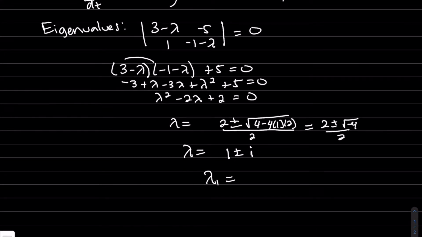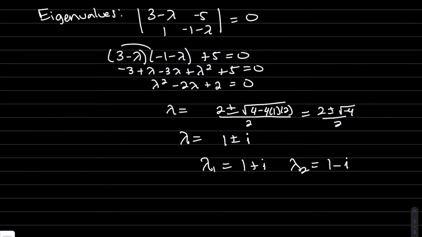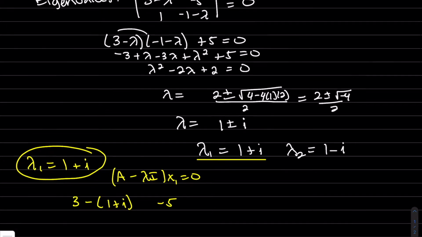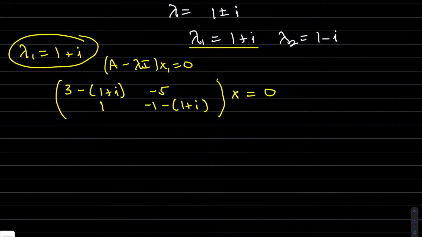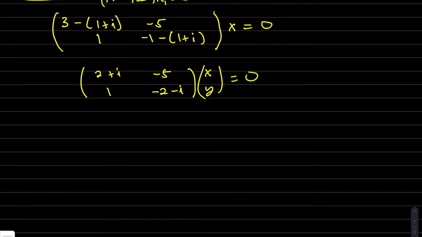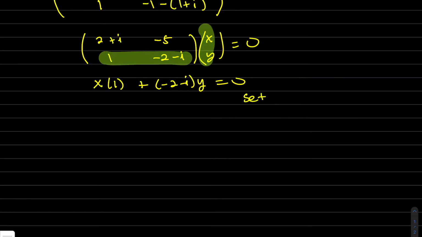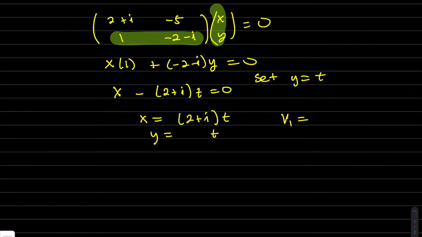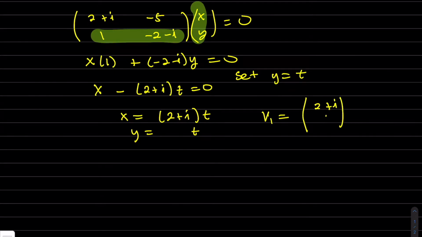So we have lambda 1 and lambda 2. We're going to focus on lambda 1. So I'm actually just going to look at this second equation. There's 2 equations there. My second one is x times 1. And I'm going to set y equal to t, our normal process. So my v1, and it's just 1.